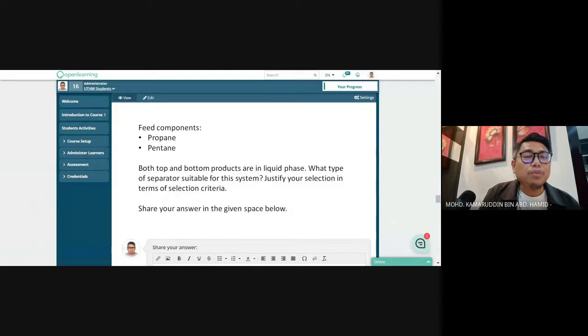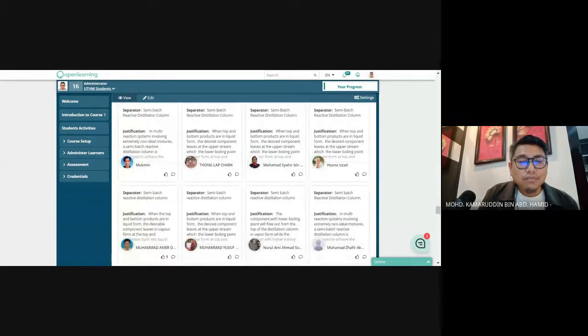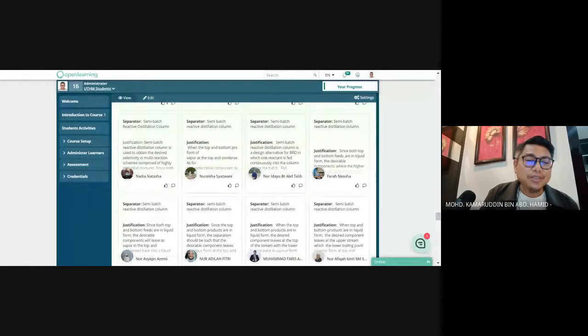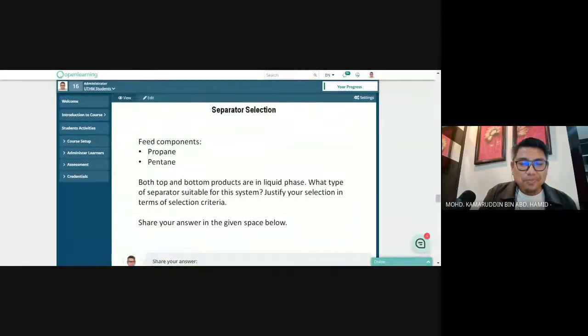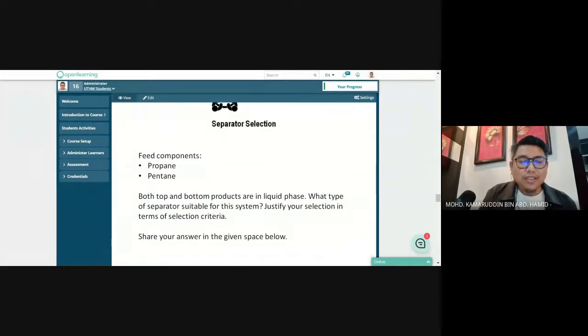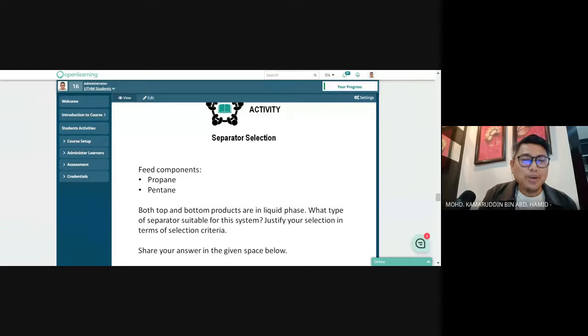Tengok apa panggil. Allah Akbar, reactor pula, reactive distillation. Okay. Boleh pakai distillation column? Jangan tanya, saya tak nak awak tanya soalan, saya nak awak bagi jawapan.